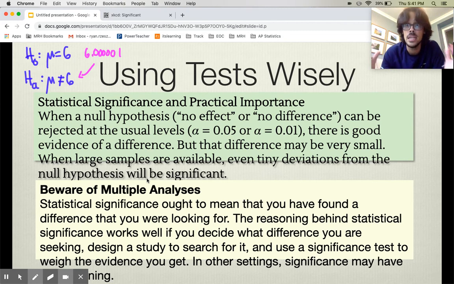This is like a big deal. You could be picking up on a really, really minute, tiny difference that isn't really consequential. Okay? So basically what this is saying is no matter how tiny that difference is, if you take a large enough sample, you might pick up on some sort of difference right there. So just because there is a difference doesn't automatically mean that it's going to be meaningful.